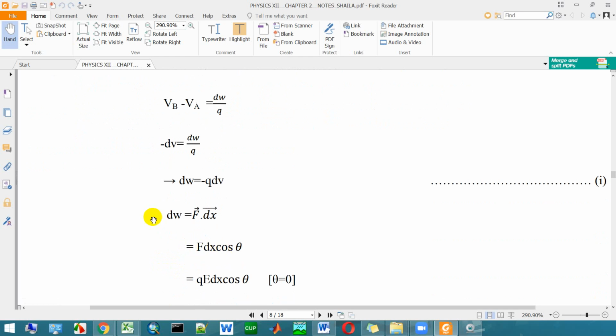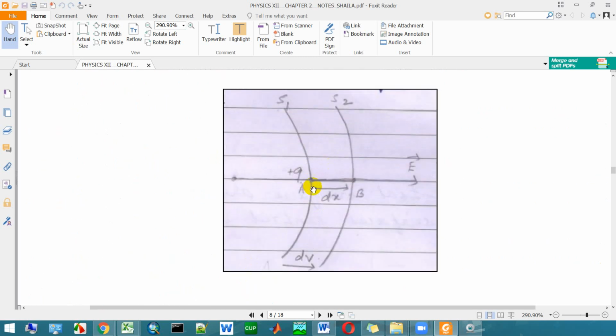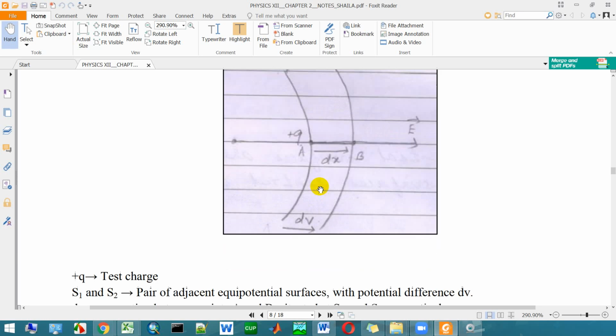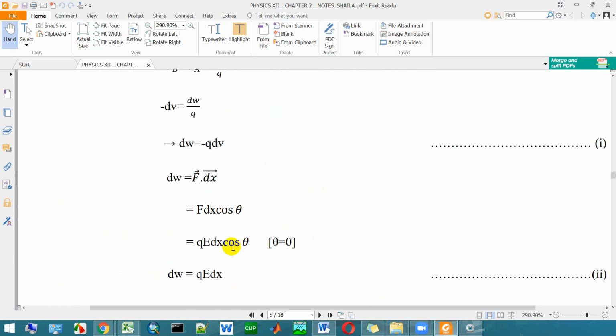Again the dot product concept: dW is F dot dx, force dot dx, F dx cos theta. But what is F? F is Q into E. So F is Q into E, dx cos theta. But here, what is the angle between this electrostatic force and dx? Theta is equal to 0. So for theta 0, cos 0 is 1. So dW is equal to QE dx. This is equation 1 and this is equation 2.